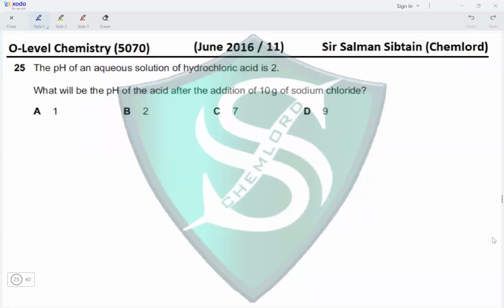Question 25. The pH of an aqueous solution of hydrochloric acid is 2. What will the pH of the acid be after addition of 10 grams of sodium chloride? Now, NaCl is a neutral salt. So, if we add a neutral substance to an acid or a base, there would be no reaction taking place. Therefore, the pH of the solution would remain the same. And since the pH mentioned here is 2, the correct answer for this question would be option B.